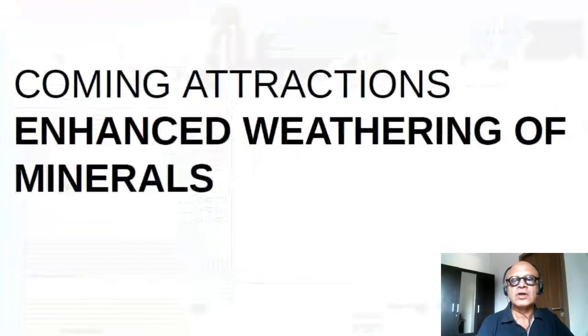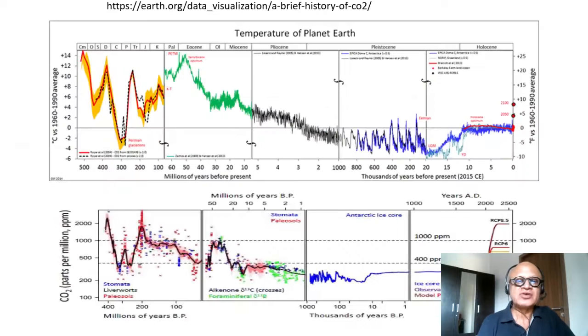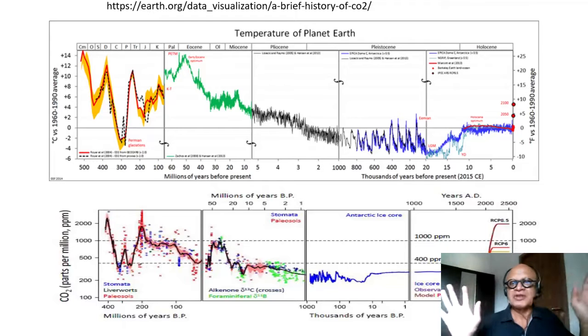Next, under coming attractions, is enhanced weathering of minerals, also referred to as accelerated weathering. I think everybody knows what weathering means. On very long time scales, we look at the temperature anomalies of the Earth going back 500 million years. Let's say we start in the Cambrian. If you don't know the geologic time scales, don't worry about it.